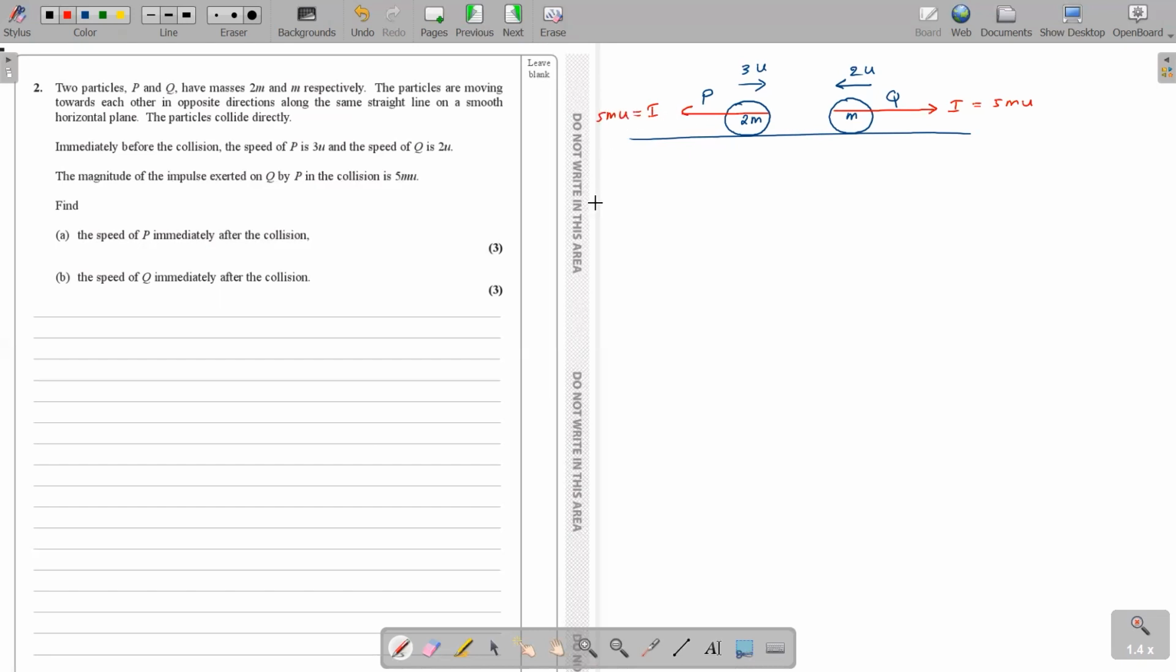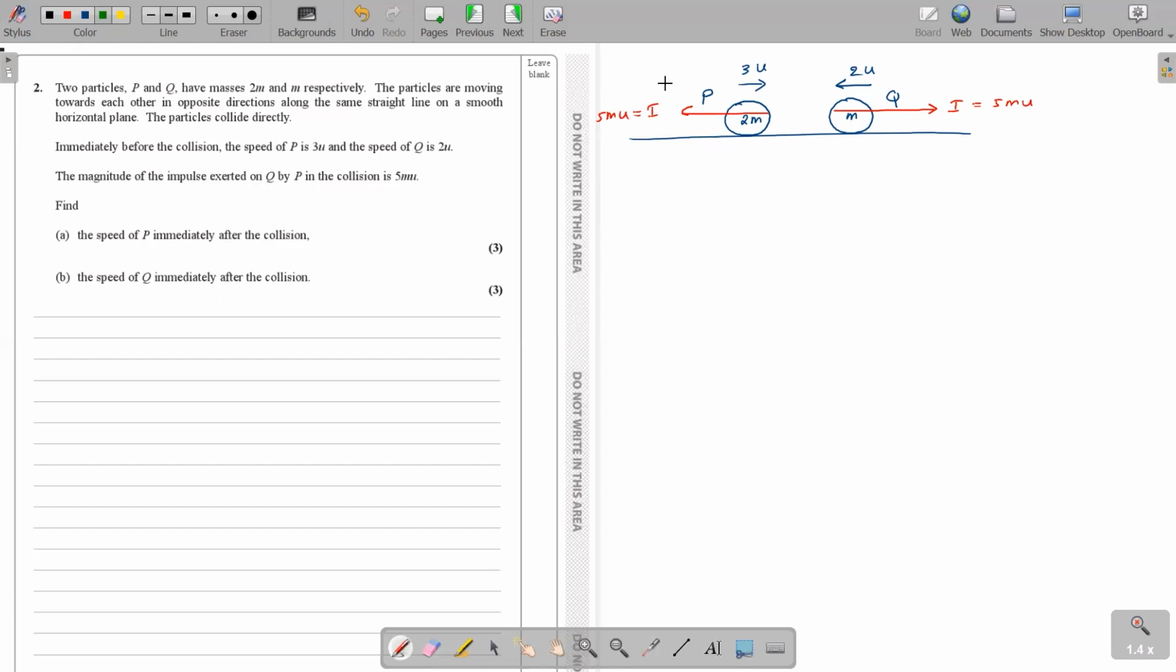Do you agree? And they say find the speed of P immediately after the collision. So okay, we have to find the speed of P immediately after the collision. Okay, so what you could do is maybe assume the equation here: 3u into 2m, that's 6mu. Here 2u into m, that's 2mu. So you can see this side is having a higher momentum, right?